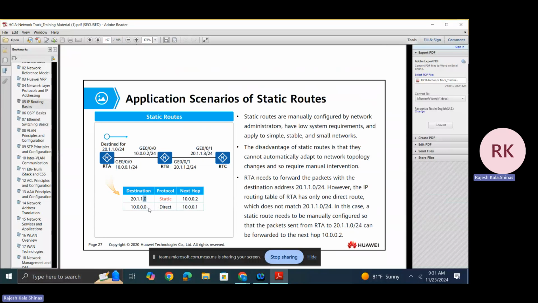And directly from this router, 10.0.0.0 is the direct network. So this is direct and this is static. Static means you manually add the routes which are not directly connected. The direct one is not added by you. It will be added automatically whenever you configure an IP address for this interface.